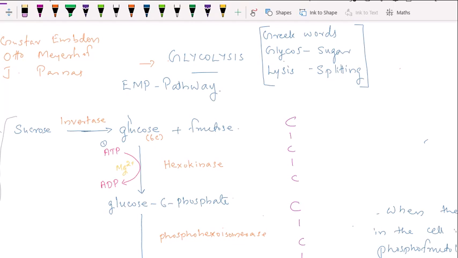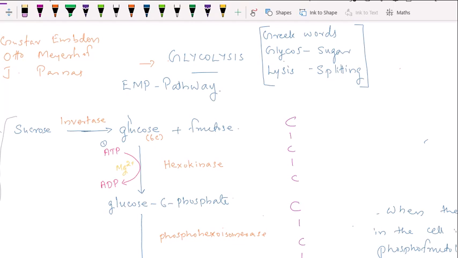Glycolysis. The word glycolysis is derived from two Greek words, glycos and lysis. Glycos means sugar and lysis means splitting. It is a reaction through which the splitting of glucose occurs. So that is glycolysis.